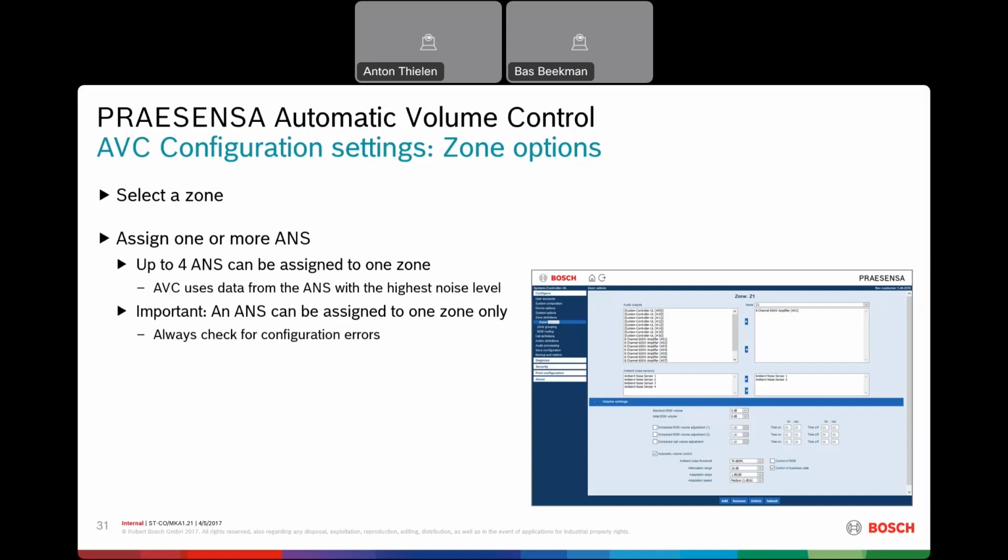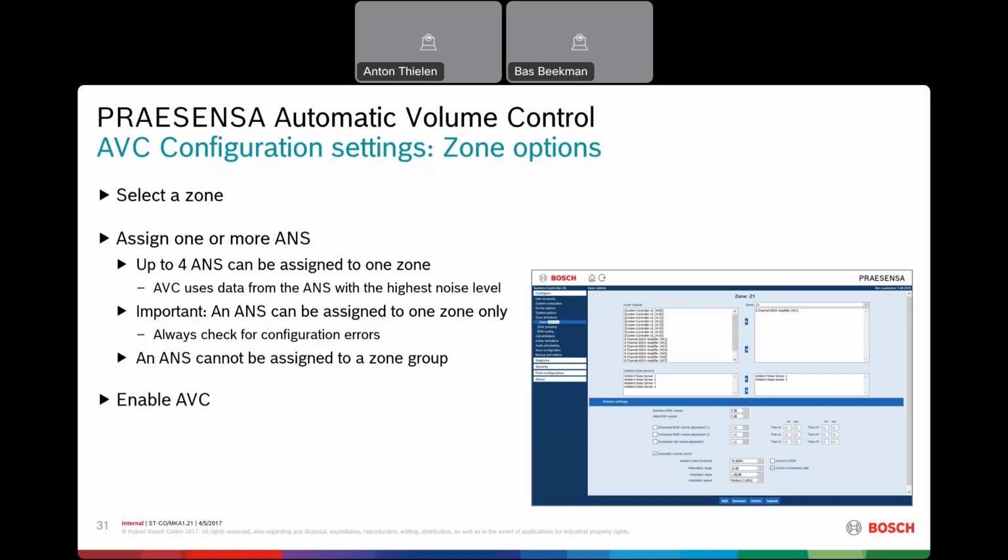An ambient noise sensor can be assigned to one zone only. Always check for configuration errors in that case. You cannot assign an ambient noise sensor to a zone group. It is assigned to a single zone. So you must assign in that particular case the real zone, which has a number of amplifiers assigned, and that's where your ambient noise sensor is reflected.